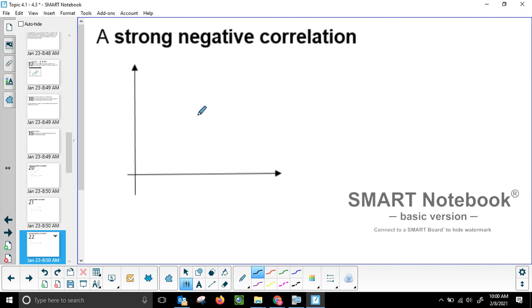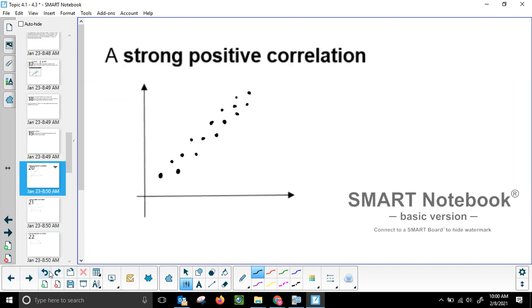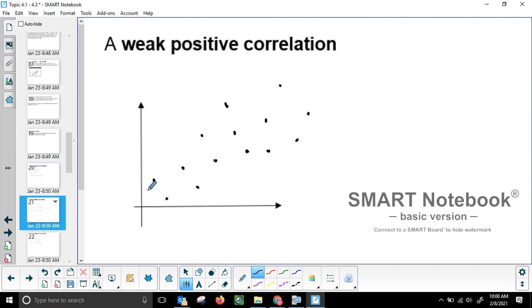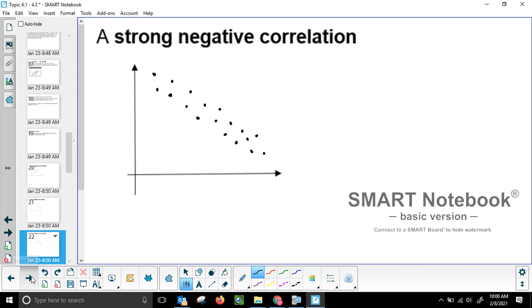A strong negative correlation, again, the data points would be nice and compact and close, but this time, as the x variable gets larger, the y variable gets smaller. So if you drew a line of best fit here, it would have a negative slope. Of course, if you drew lines of best fit for the positive ones, the lines would have a positive slope. That's why we say it has positive correlation.